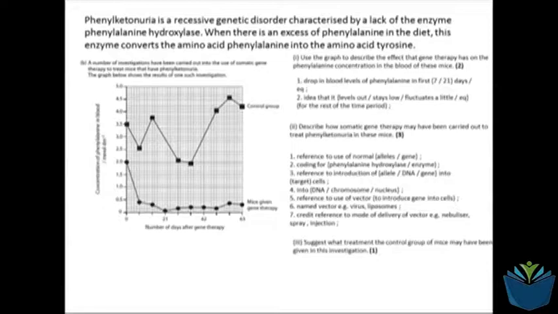Part 3 suggests what treatment the control group of mice may have been given in this investigation. As it's a control, they're treated in exactly the same way, so if they're given a nebulizer, or an injection, then you give them the injection that's empty. For instance, if you used a virus, it's only got the virus in it but not the genetic material, or if you've used liposomes, then empty liposomes, or a water or saline solution in an injection.